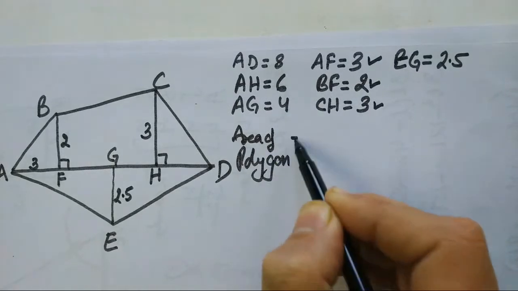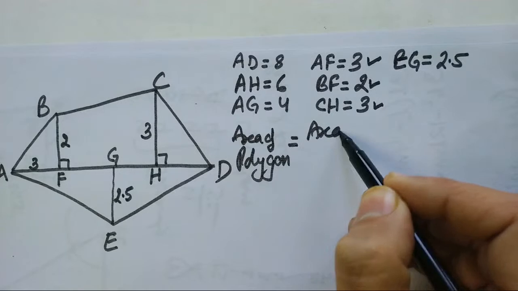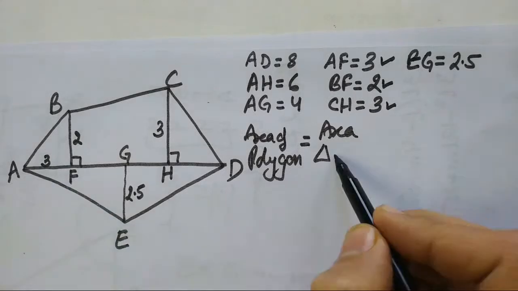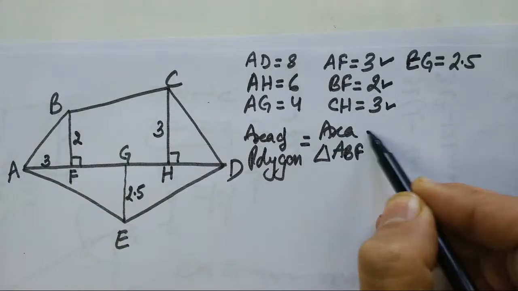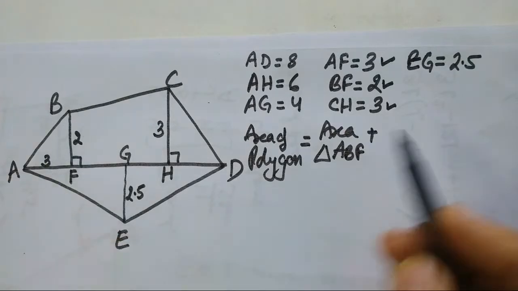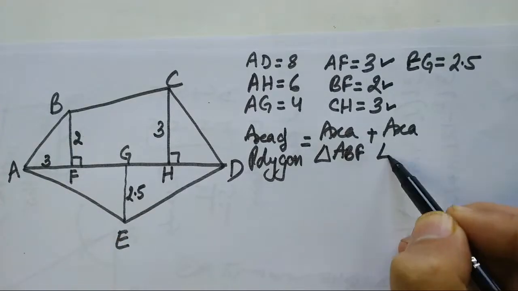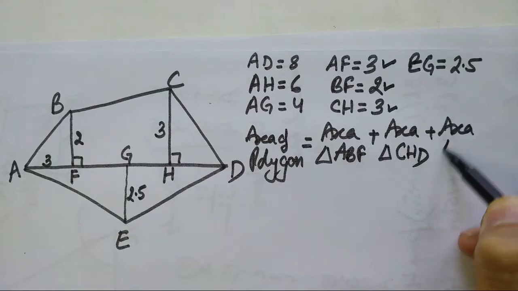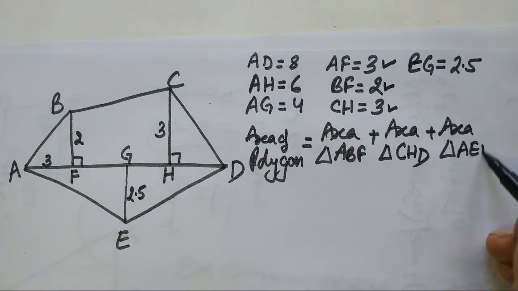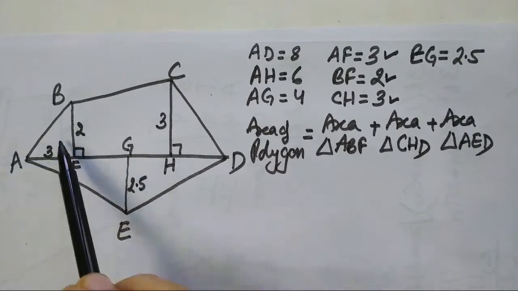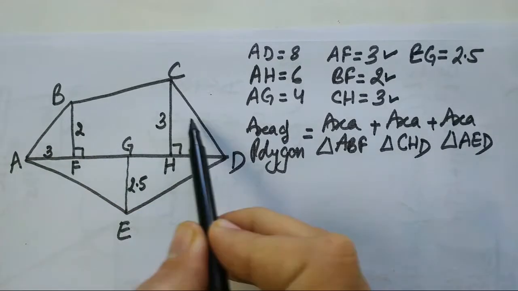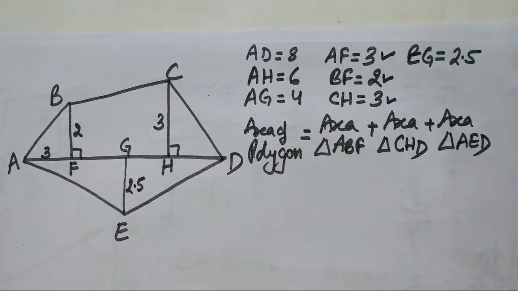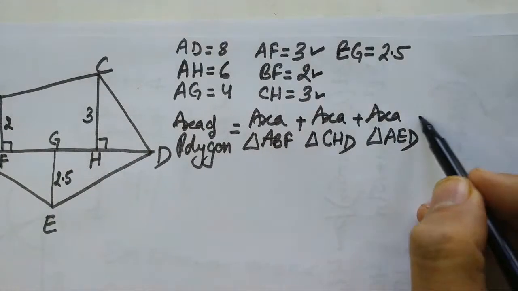The area of polygon is made up of different areas. So I am writing the name of the figure. It is made up of triangle ABF. So I will find area of triangle ABF. Then let's see all the triangles. Then the next is area of another triangle, triangle CHD, plus next is area of triangle AED, this triangle. So I have counted first triangle, second triangle and the third triangle, and the next is a trapezium. So we will find area of all the parts of the figure.